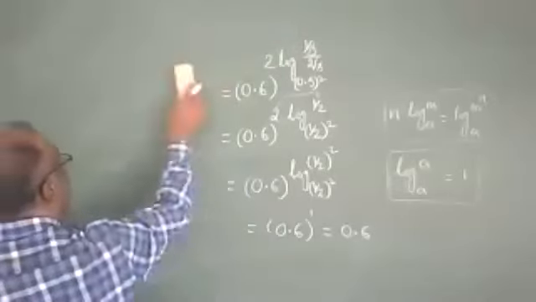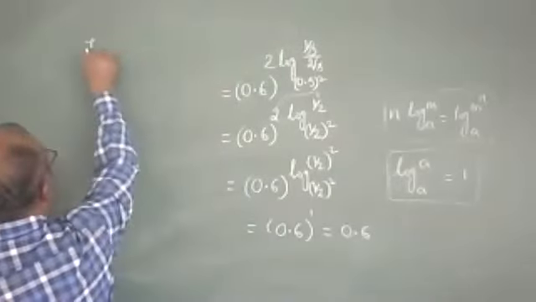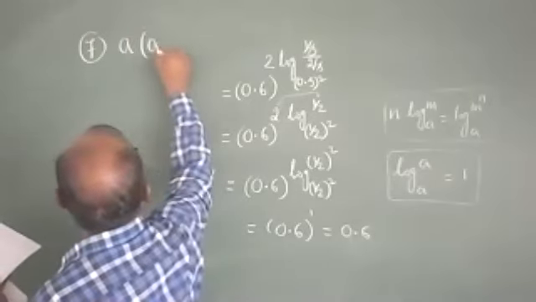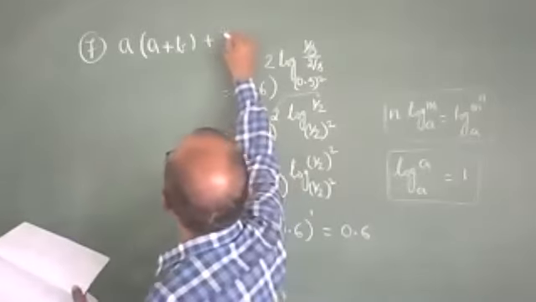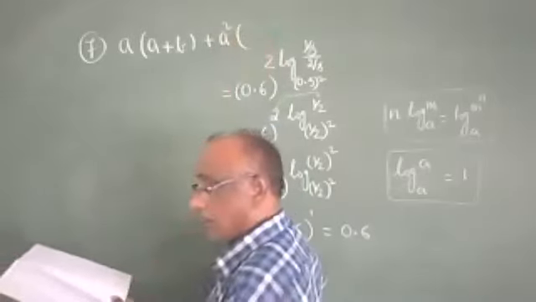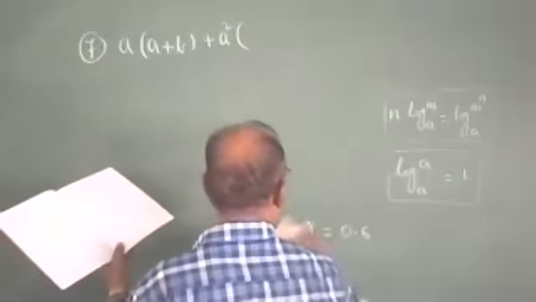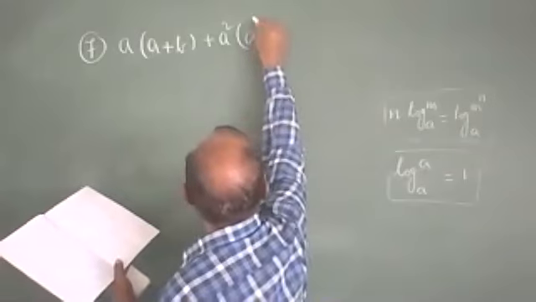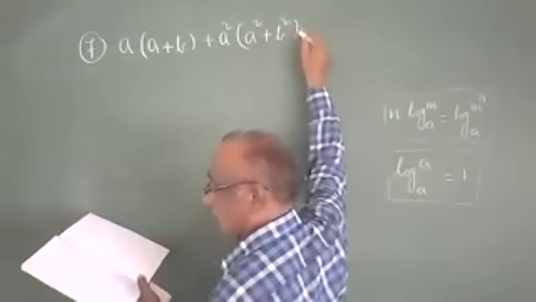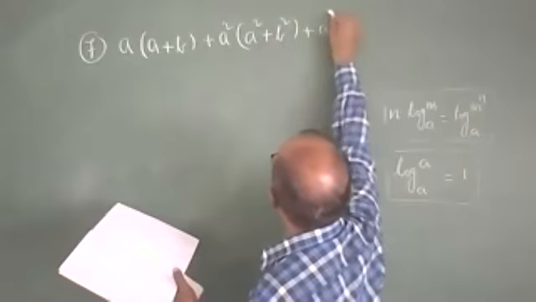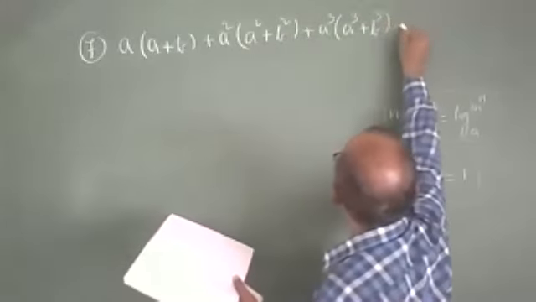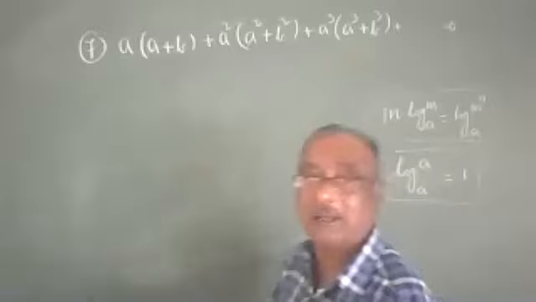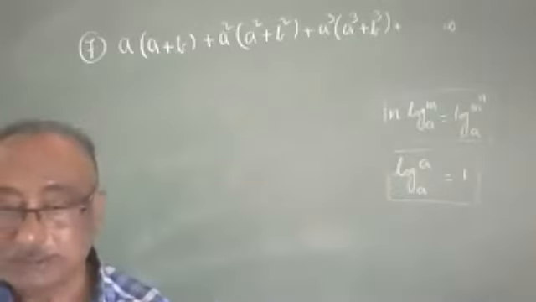See, seventh problem, everyone. Seventh problem is A into AB, A into A plus B. Next, A square into A square plus B square, A cube into A cube plus B cube, up to infinite numbers. Right. Everyone start this problem.